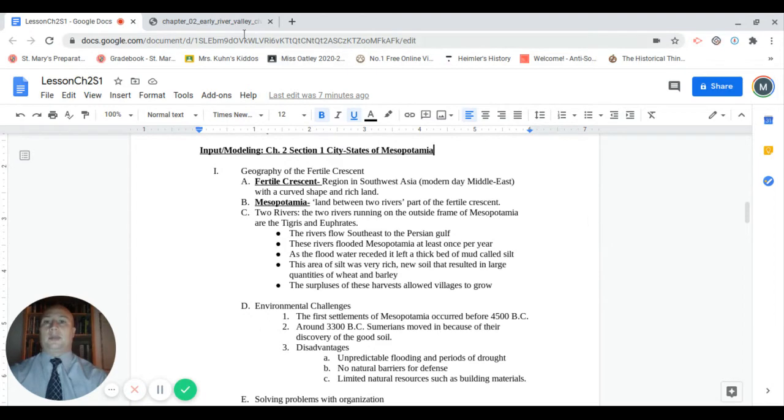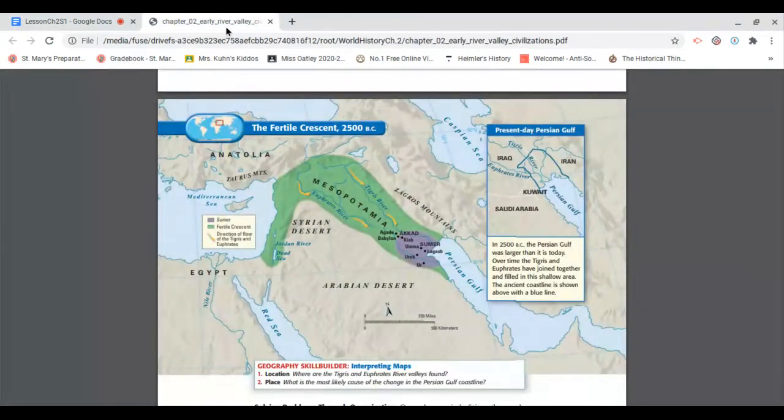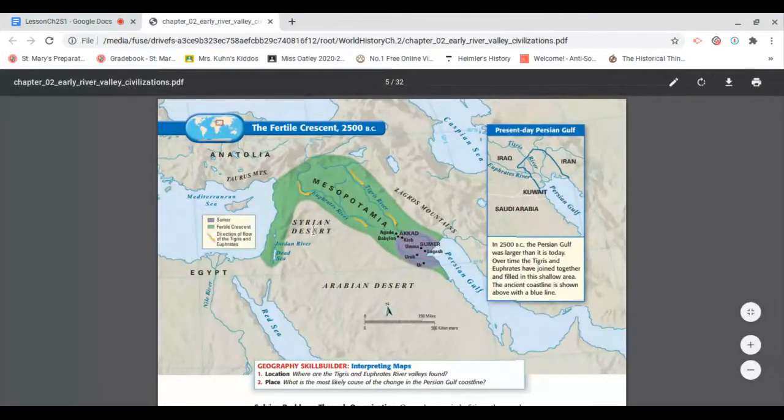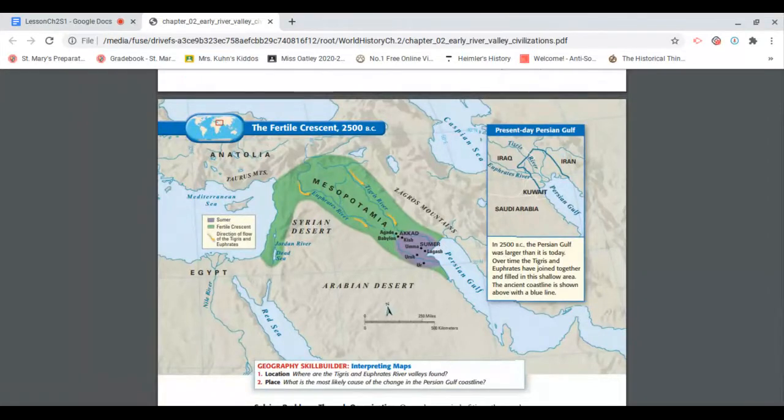I'm going to show you a quick map here from your textbook, and this shows the region that we're taking a look at. This is the Fertile Crescent, this green shaded region. This is the Euphrates River on the southern border of the Fertile Crescent and Mesopotamia, and this is the Tigris River, which is on the northern border of Mesopotamia. Now, this area is extremely fertile because these rivers flood, and we'll talk about why that's an advantage, not a disadvantage in this case.